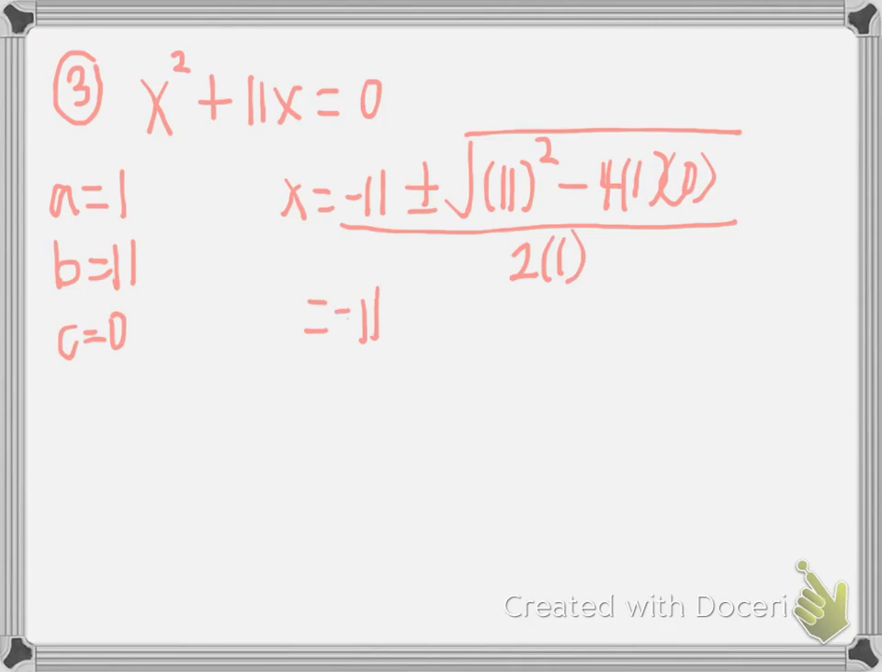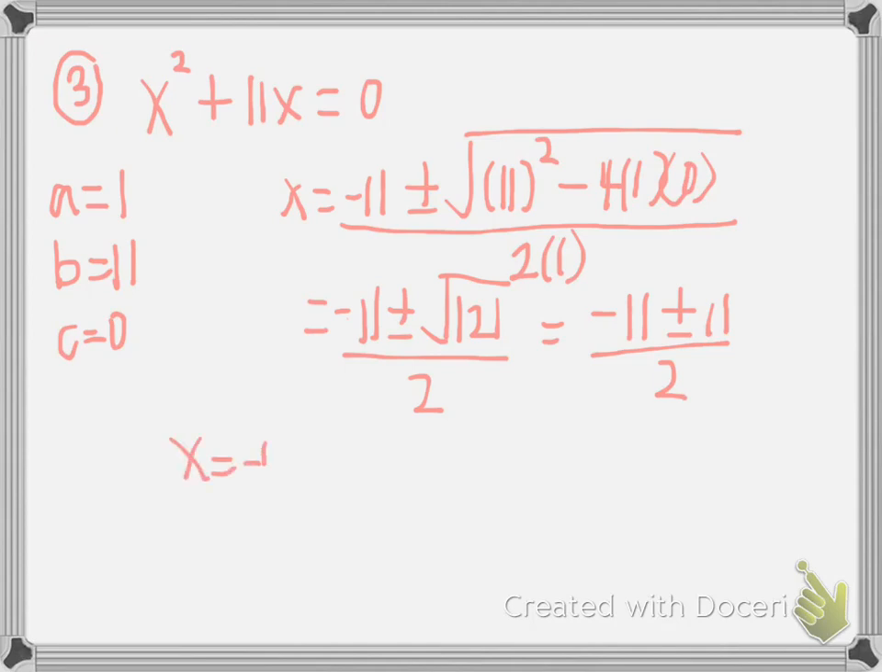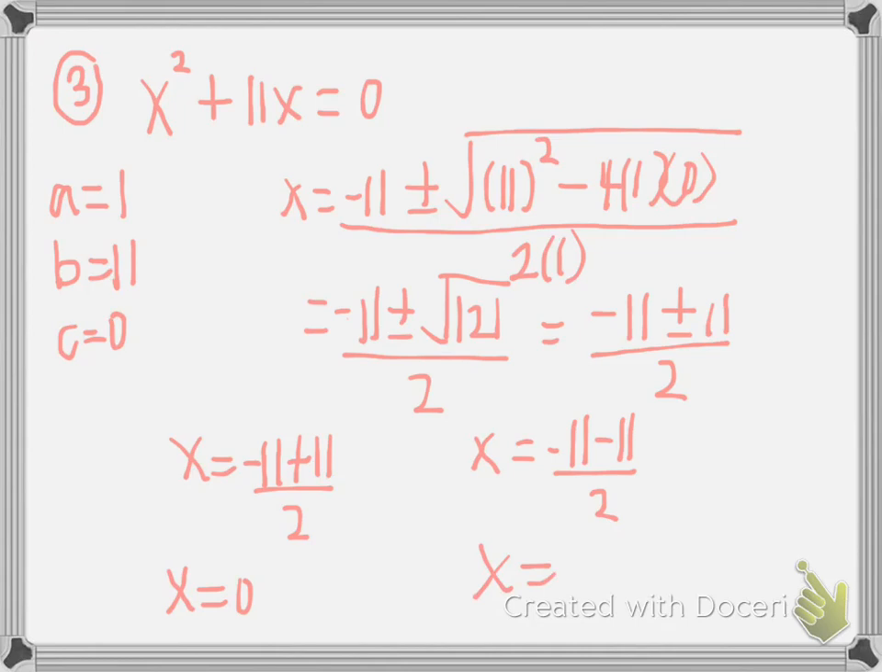So we're going to have a negative 11 plus or minus the square root of 121. 4 times 0 is 0 there. Okay, the square root of 121 is going to be 11. So my answers here are going to be negative 11 plus 11 all over 2, and negative 11 minus 11 all over 2. So here we're going to have a 0, and then we're going to have negative 22 divided by 2, which is going to be a negative 11.